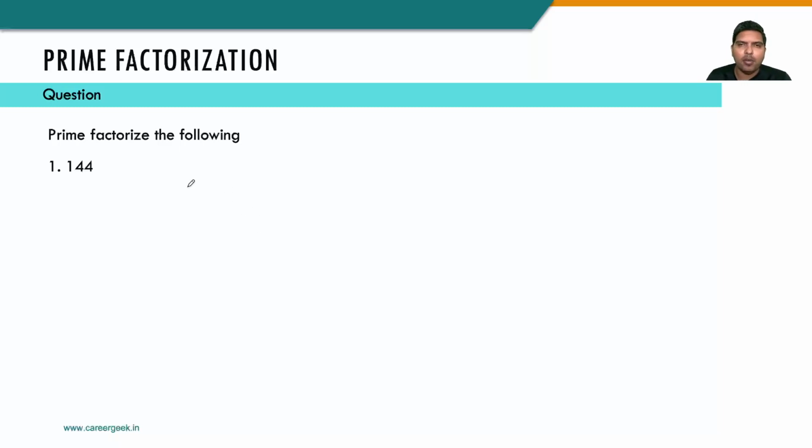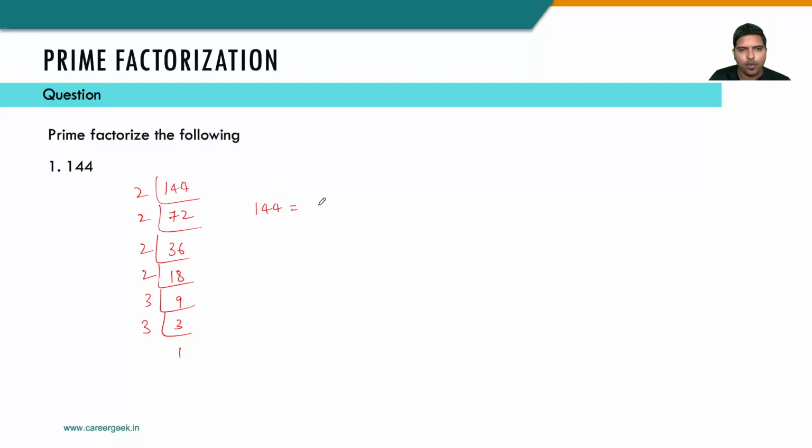So you all can pause the video and try solving this. 144, right? So an even number will always begin with 2: 72, 36, 18, 9, 3 and 3.